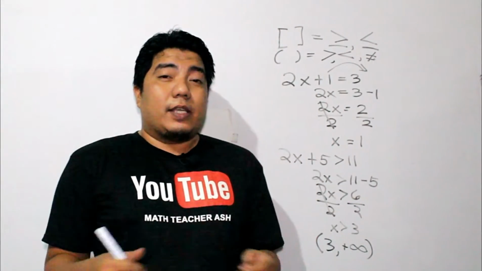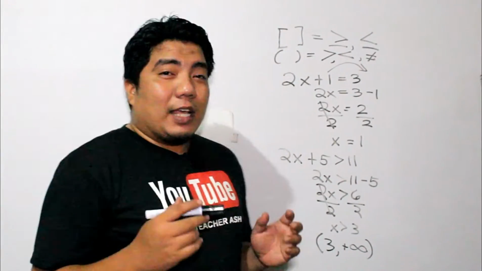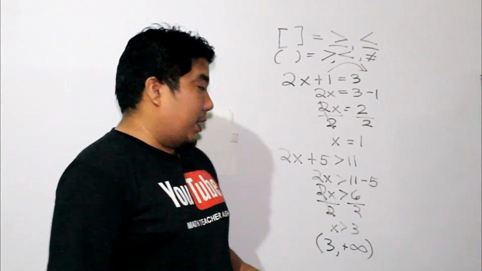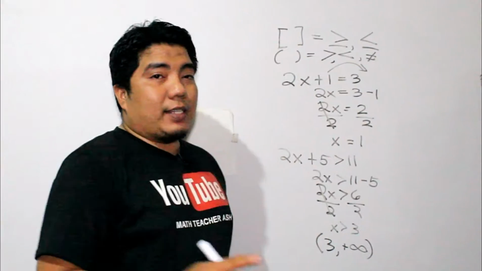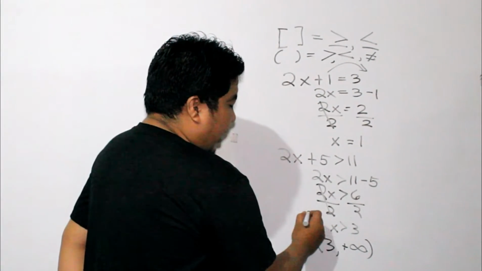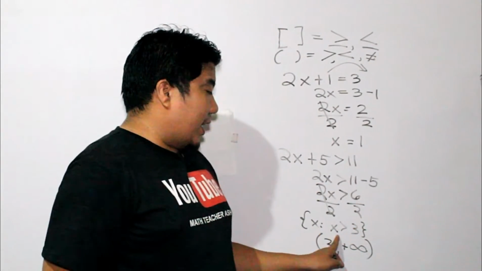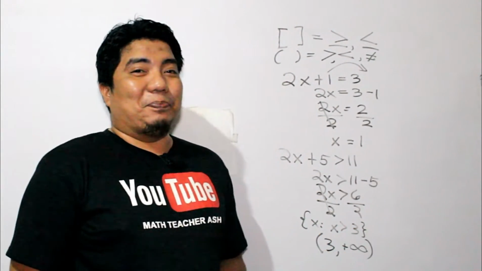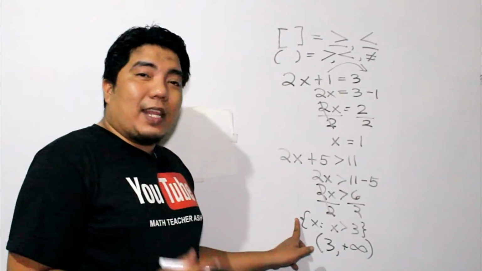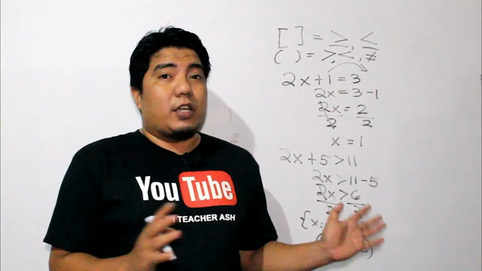Now, is there any other way to write our answer? There is, my dear math learners. The other one is by just writing that since this is x is greater than 3, then we can just put the set of real numbers such that x is greater than 3. So, if your answer is like this or like this, then you are correct. So, that is how you solve linear inequality.